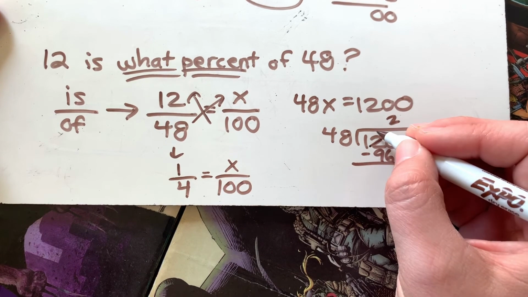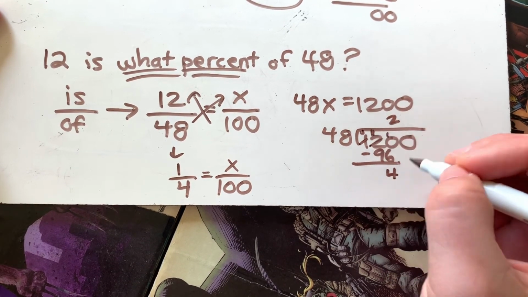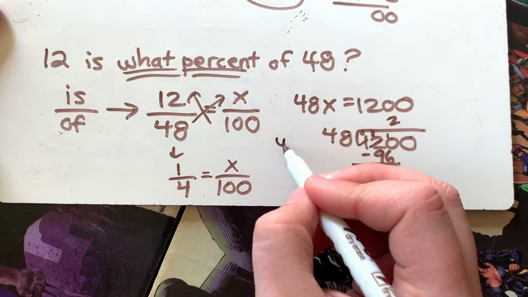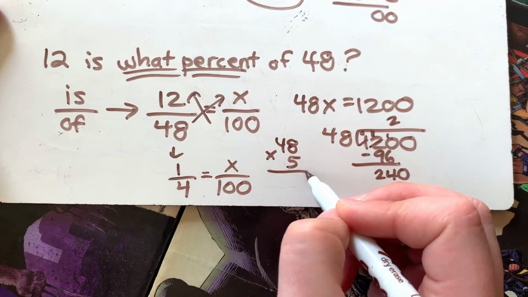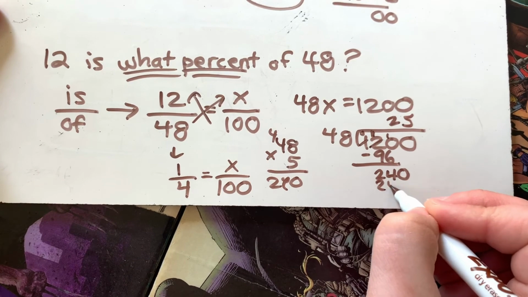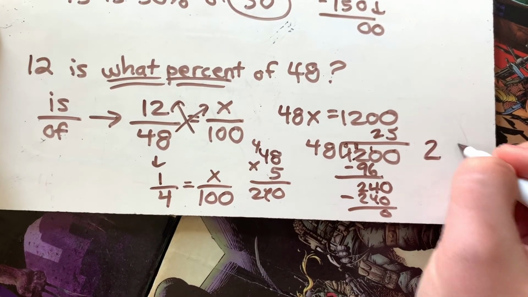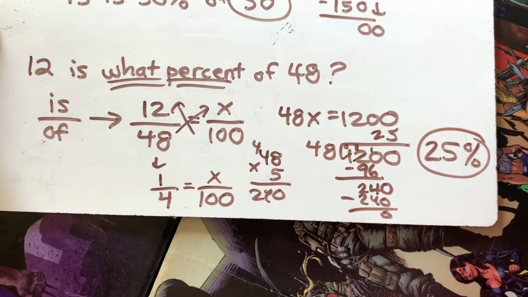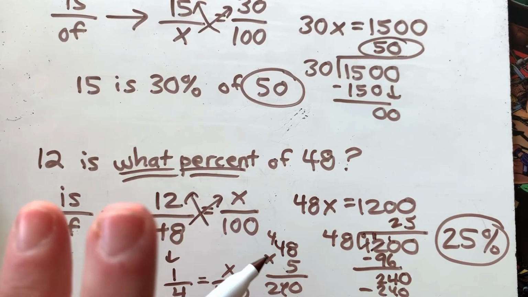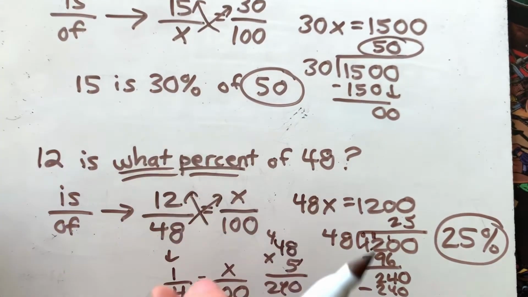Okay, that is 4. Let's see, 48 into 240. All right, I'm going to guess it's times 5. Yes, all right, there we go. So 12 is what percent of 48? It is 25%. Okay, so you just learned 2 methods, the multiplication method and the proportion method.